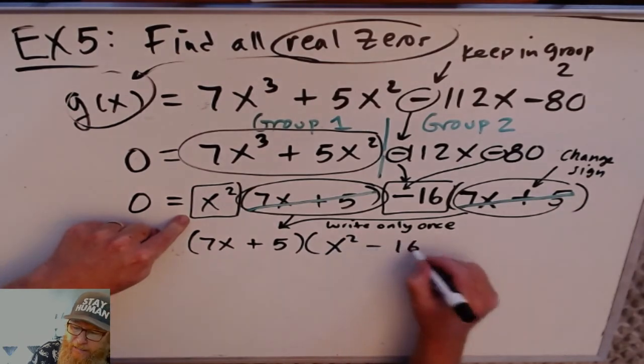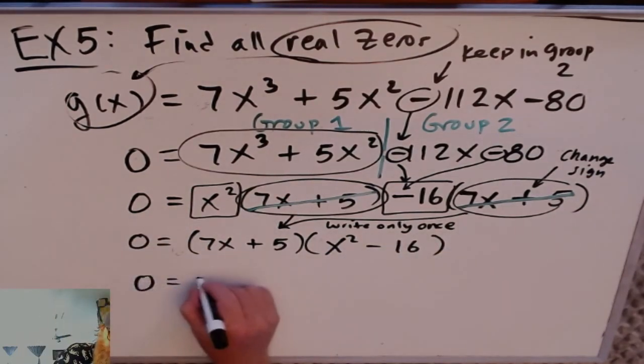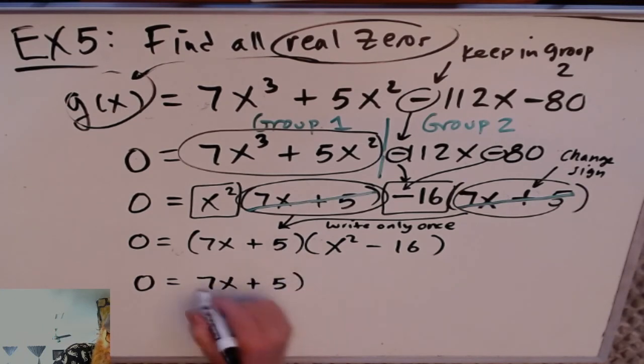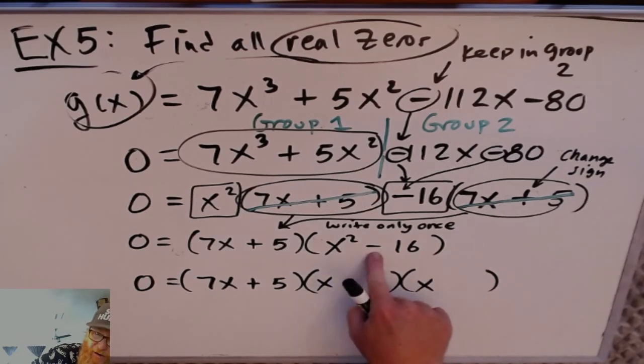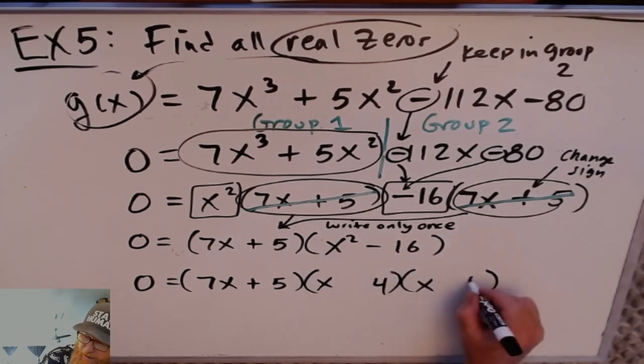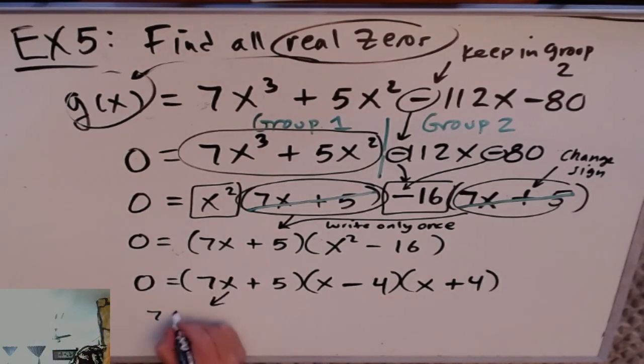X squared minus 16. Oh, there's that recipe again. Special sauce. Has to be a difference, and it has to be a perfect square. One of them's minus, the other one's plus. It doesn't matter which, as long as you have one of each. Okay. Set these all equal to 0.